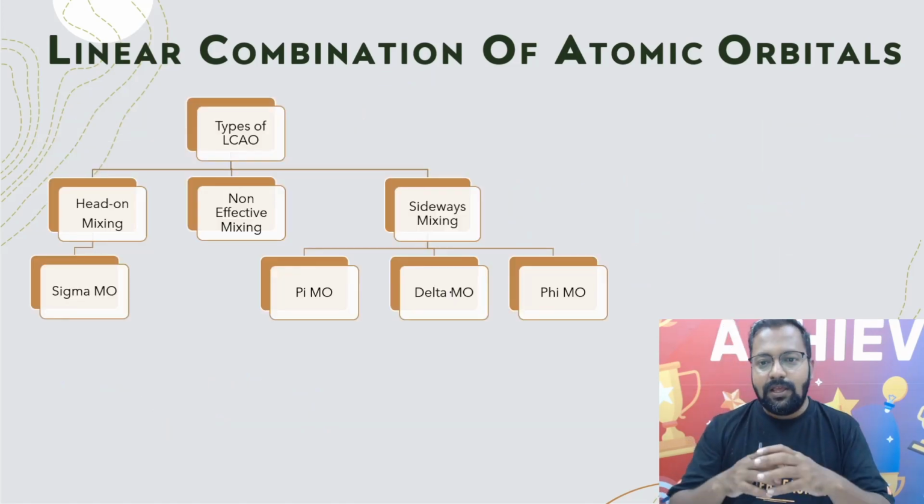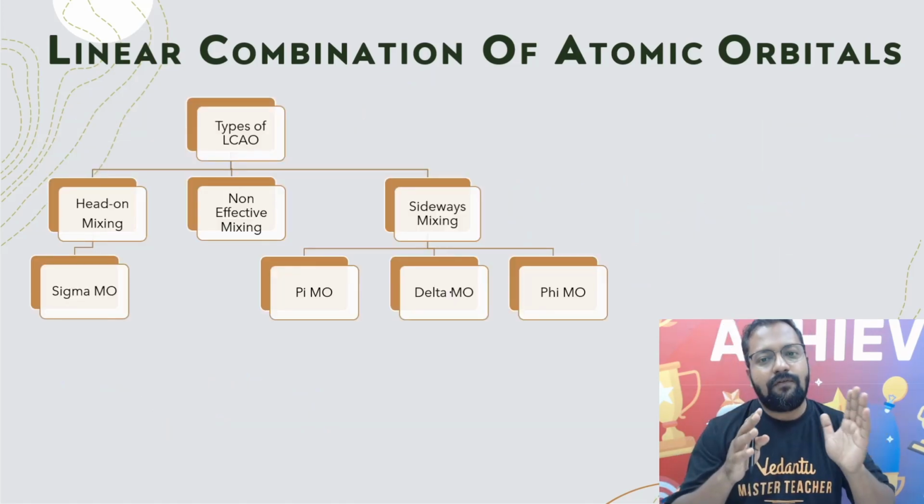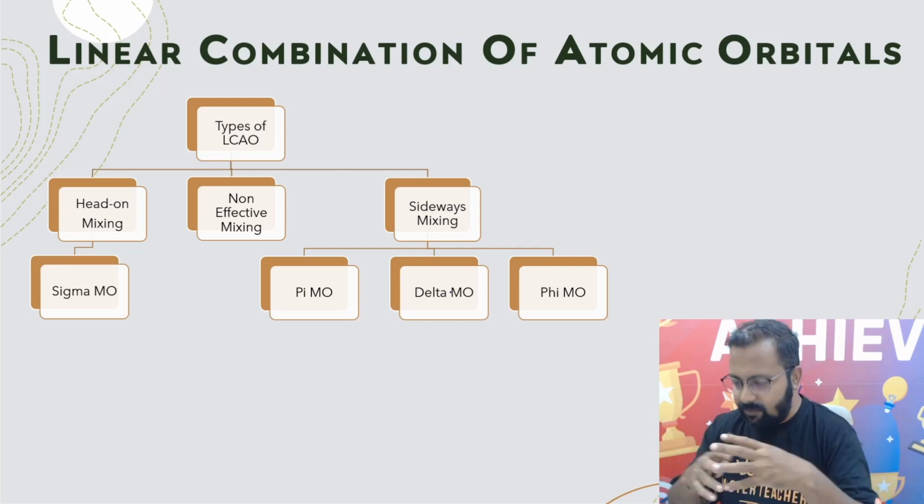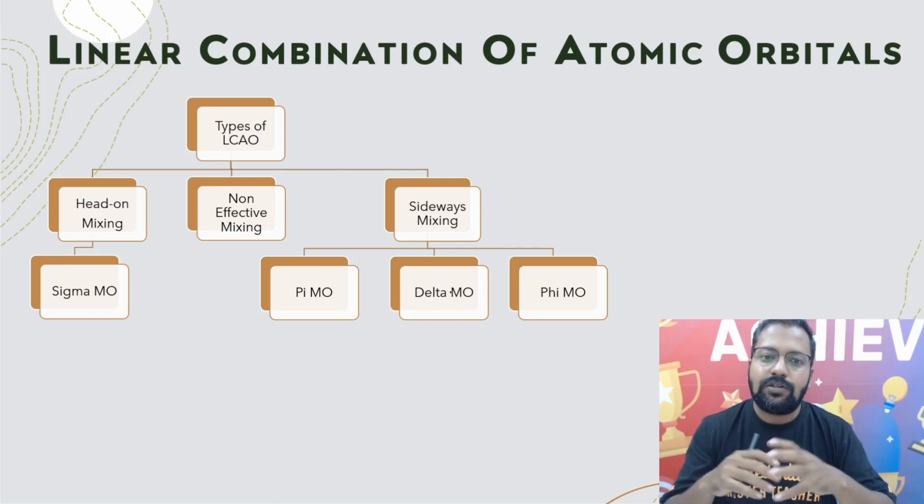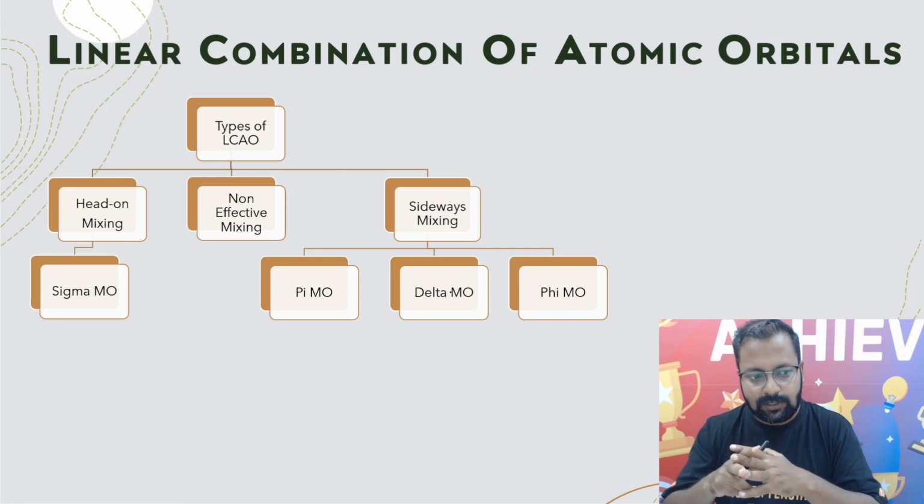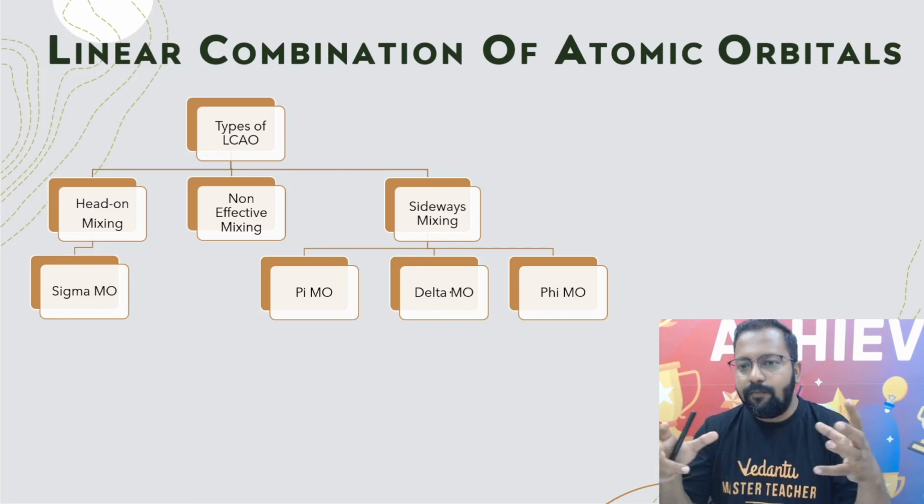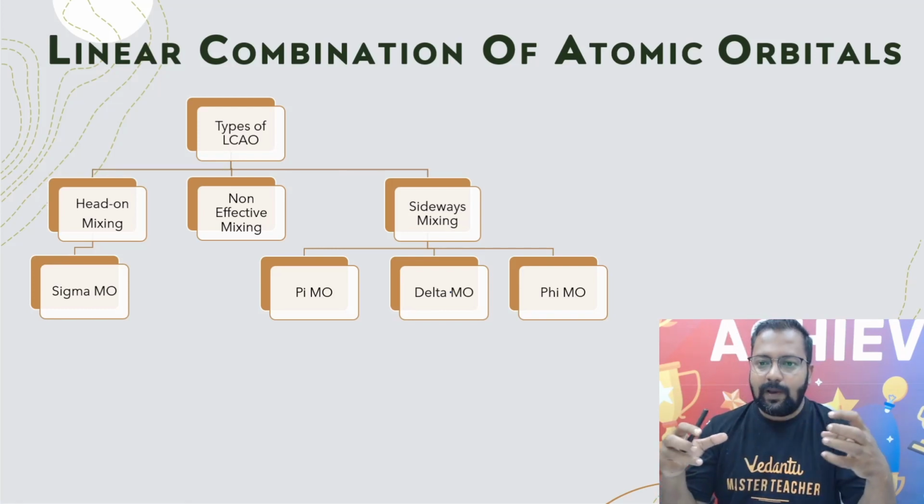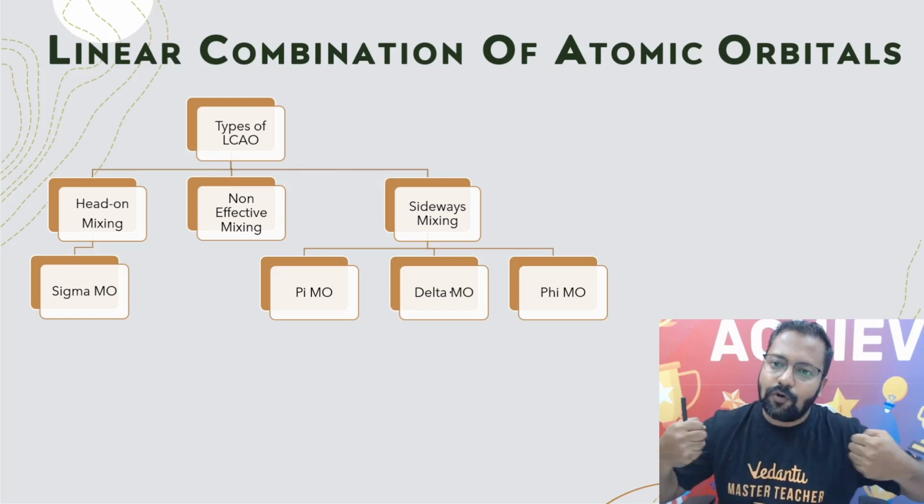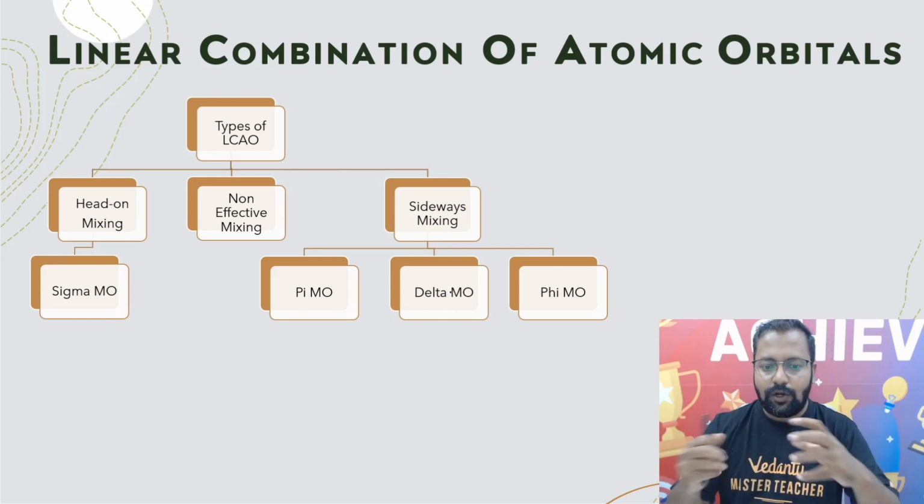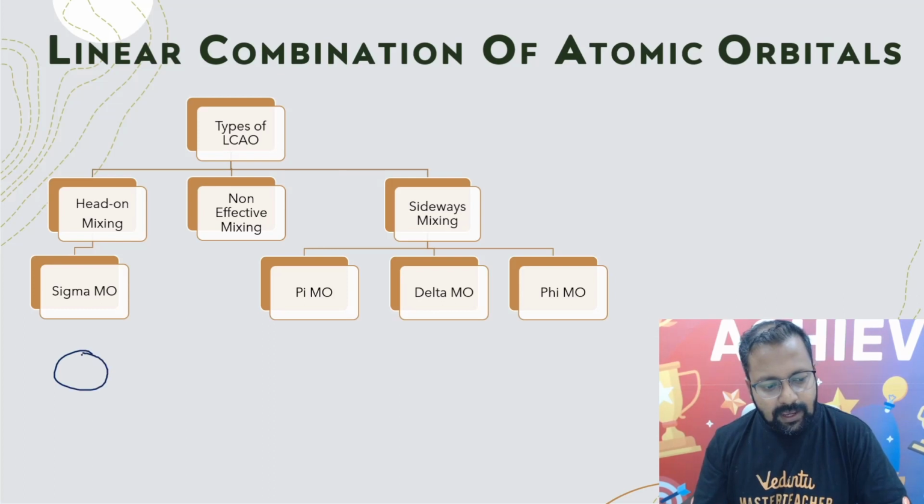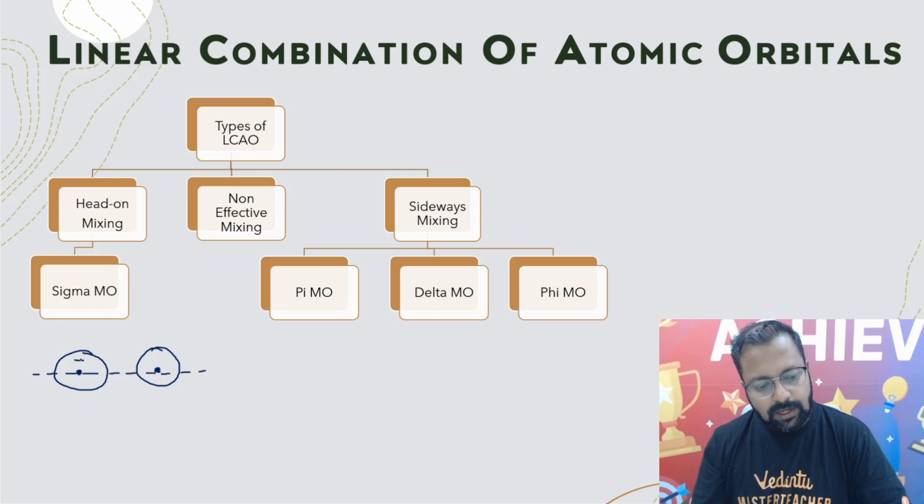Okay, so ये linear combination of atomic orbitals जो अभी भी हम we are continuing with this linear combination of atomic orbitals किस तरीके से होते हैं. तो linear combination can take place by head on mixing, head on overlap से. Okay, two orbitals are coming and they are performing a head on overlap. Okay, this is head on, this is head on.